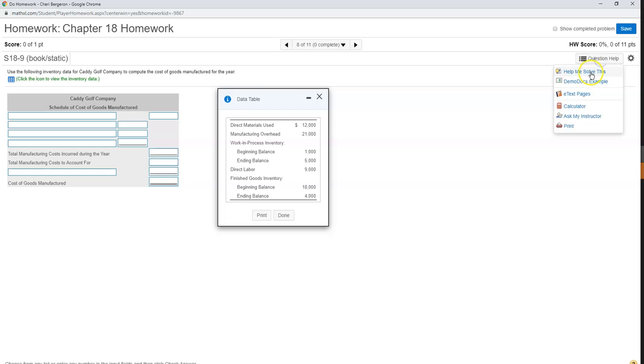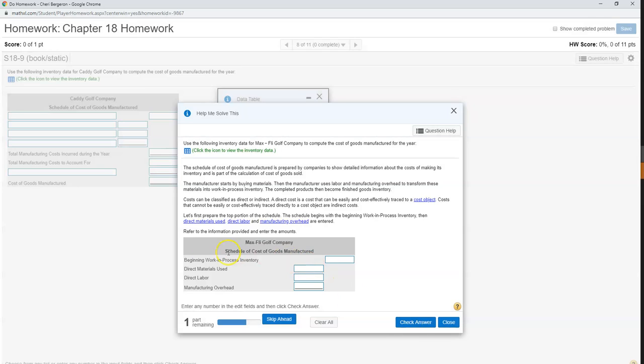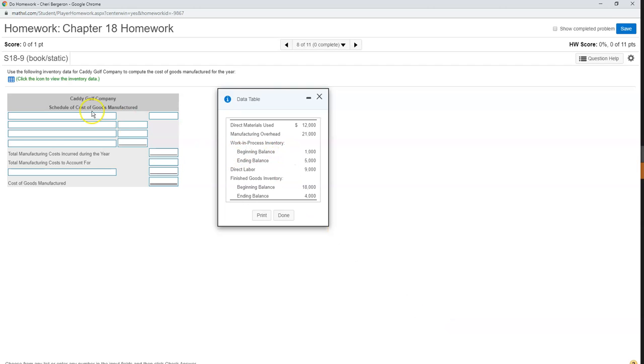But if you don't know that, remember that you can always go to Help Me Solve This. And as you work through this, it already gives you the heading so that you know, and then it helps you to know what to put in there. So that when you work through this, you can skip ahead if you know parts of it, and it will give you the answers. You can plug it in. But for now, let's just do it.